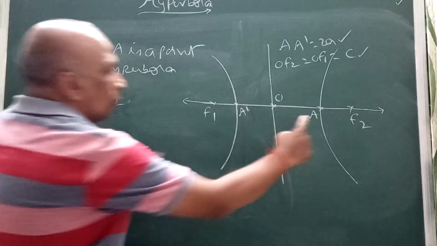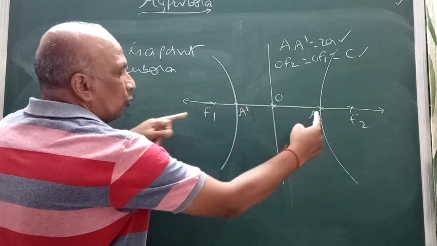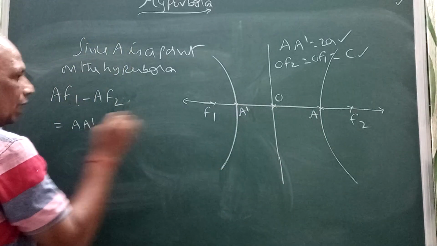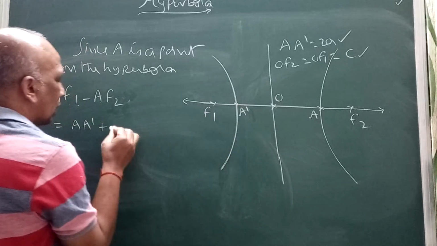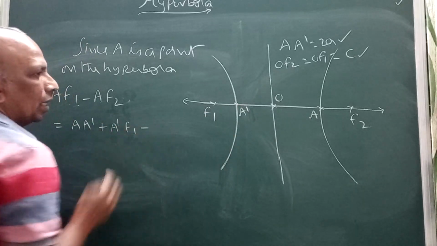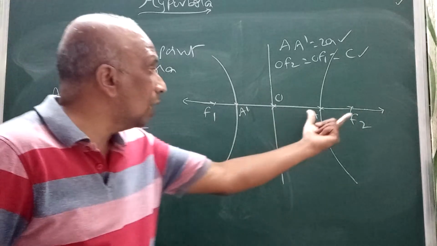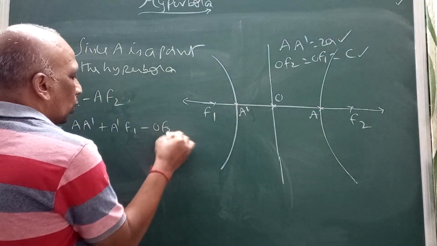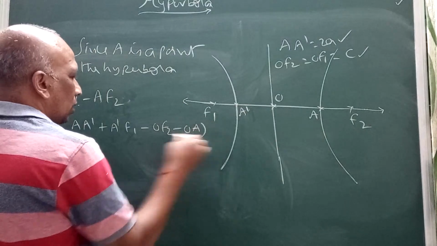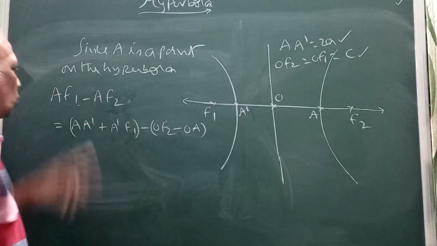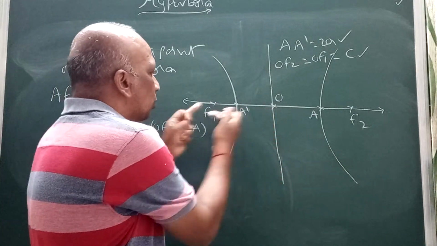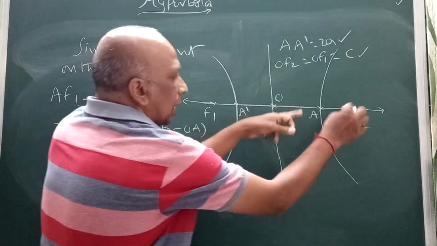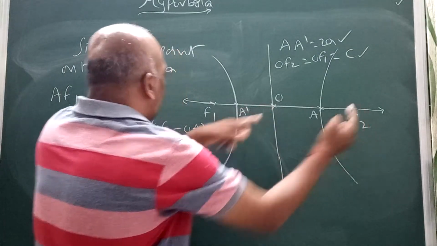What is A F1? When I am talking about A F1, you observe here, A F1 is A A dash plus A dash F1, minus A F2. Check that. What is A F2? A F2 can I consider as O F2 minus OA? Am I right? Understood. So A F1 means A A dash plus A dash F1, minus A F2, which is O F2 minus OA.